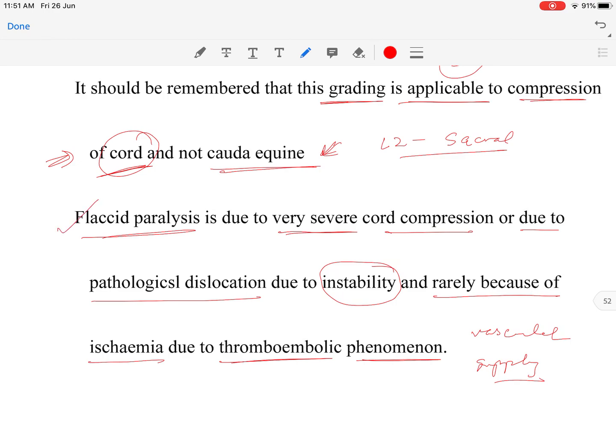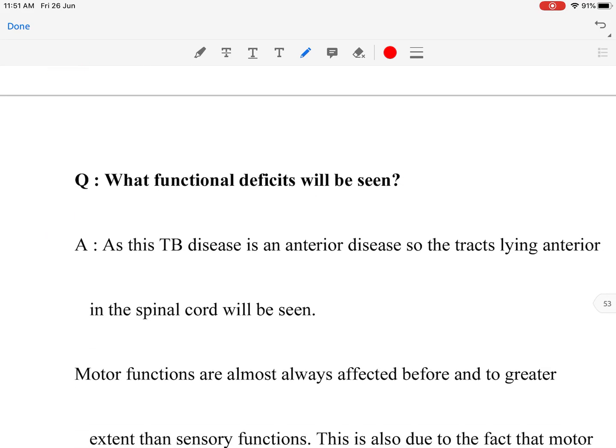So the flaccid paralysis can occur either because of severe cord compression, because of pathological dislocation, or because of the ischemia due to thromboembolic phenomena. So what functional deficits will be seen? Basically, we will discuss the motor and the sensory deficit.